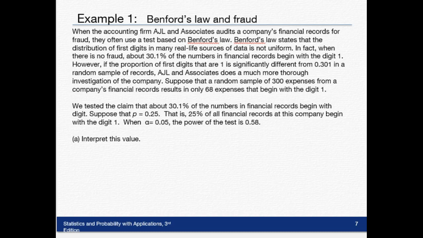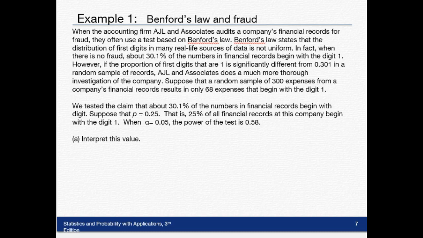Suppose that a random sample of 300 expenses from a company's financial records results in only 68 expenses that begin with the digit 1. We tested the claim that 30.1% of the numbers in the financial records begin with the digit 1. So suppose that this proportion is actually 25%. That is, 25% of all financial records of this company begin with the digit 1. When alpha is 0.05, the power of the test is 0.58. So interpret this value. Okay?